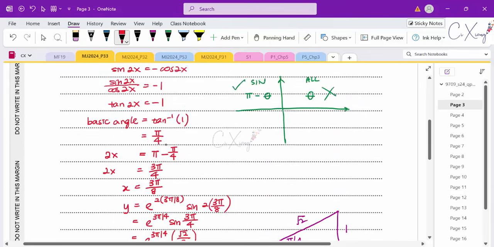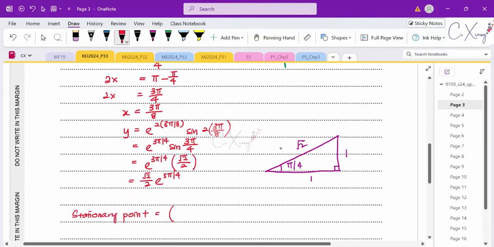Exact coordinate, so it must be in surd form, pi form, exponential form, and so on. So I'm having 3 pi over 8, which is my x coordinate. Then the y coordinate will be root 2 over 2, then e power 3 pi over 4. Okay, so this is how we get the answer for question number 3.